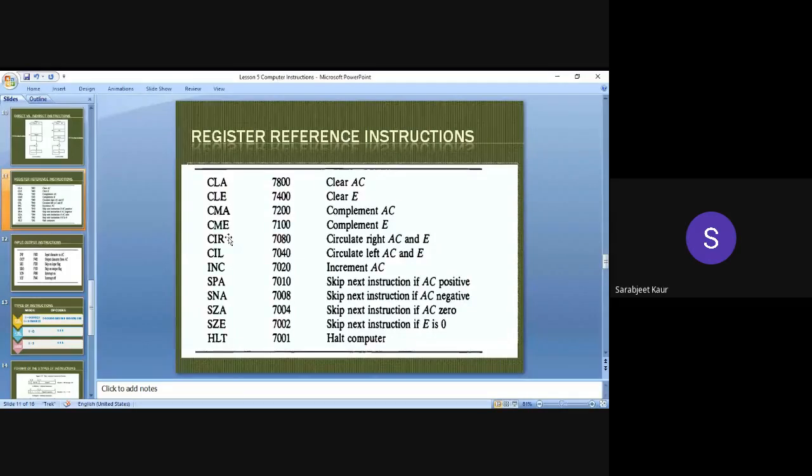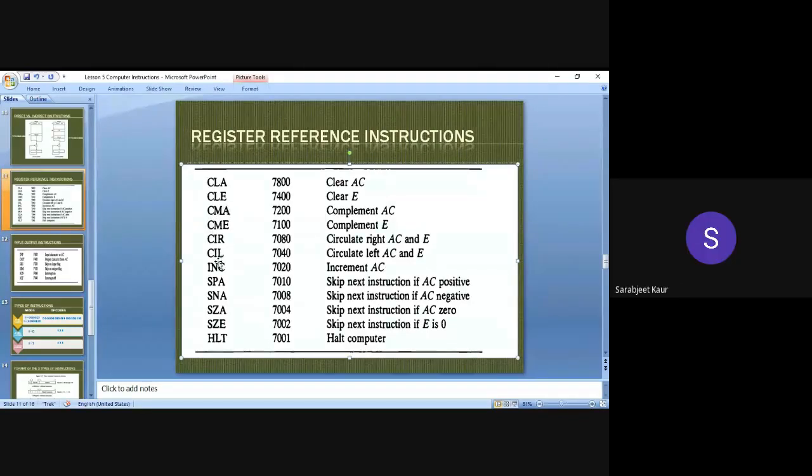Similarly, the second instruction is CLE. CLE stands for clear E, that is the extended bit. What it simply does is, it resets the extended bit to 0. That means the carry to 0. Yes. Okay.